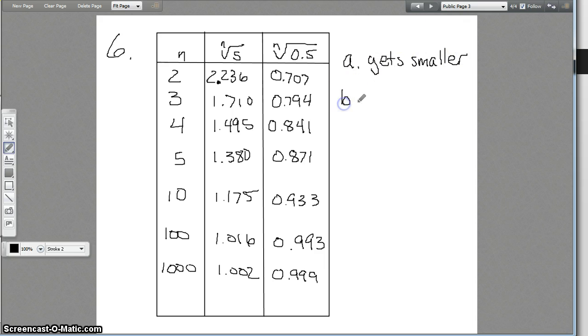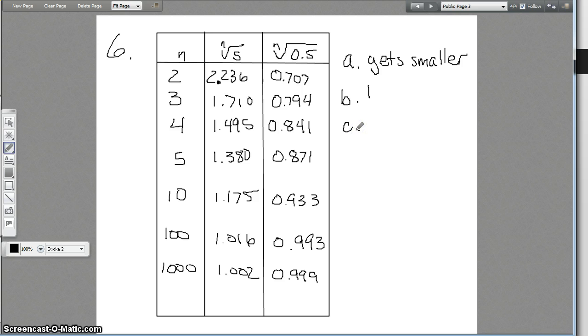Okay, question B. It says, what number does the nth root of 5 get very close to when n is very large? Well, notice the 10th root is about 1.2, the 100th root is about 1.01, and then the 1000th root is 1.002. I'm going to say that it's approaching 1 because it looks like it's going to get very, very close. Going from the 100th root to the 1000th root, we only moved from 1.016 to 1.002. So I'm going to say it's going to approach 1, but probably not actually get there.